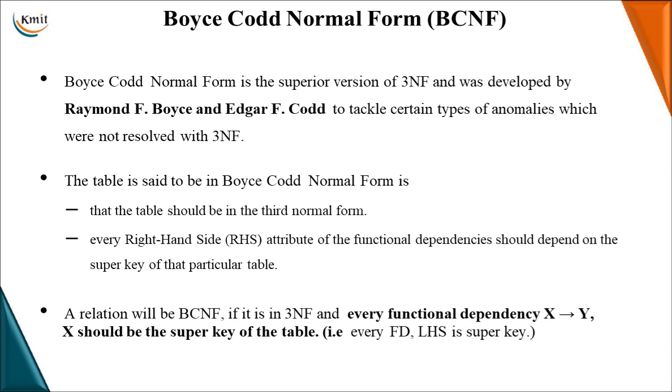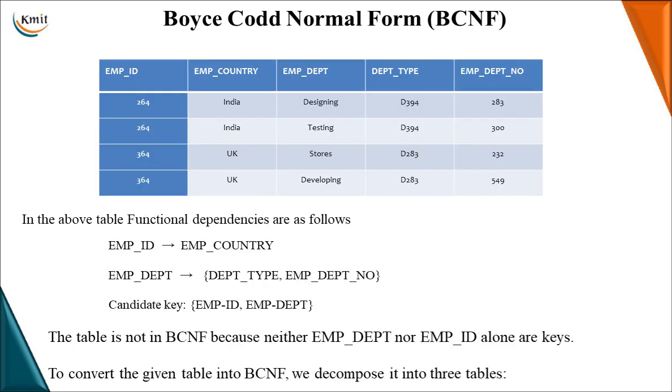Now, what is this particular rule? A relation is in BCNF if it is in 3NF, and for every functional dependency X determines Y, X should be the super key of the table. Okay, let's try to understand this.